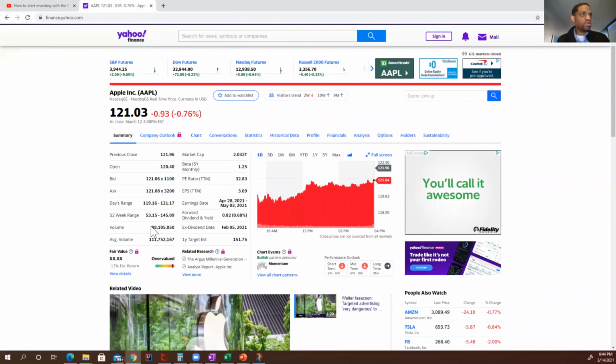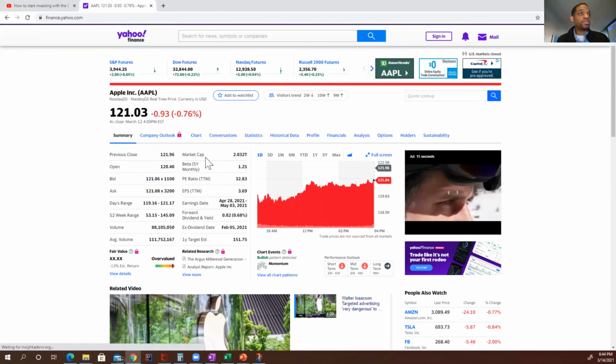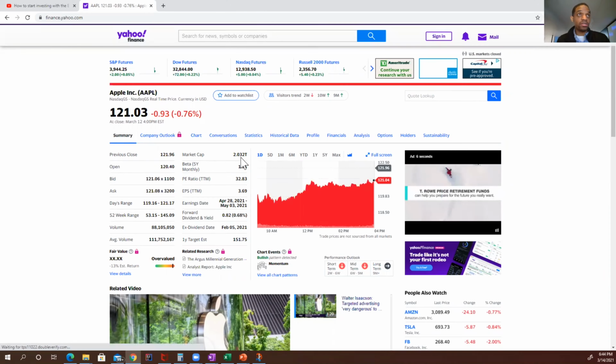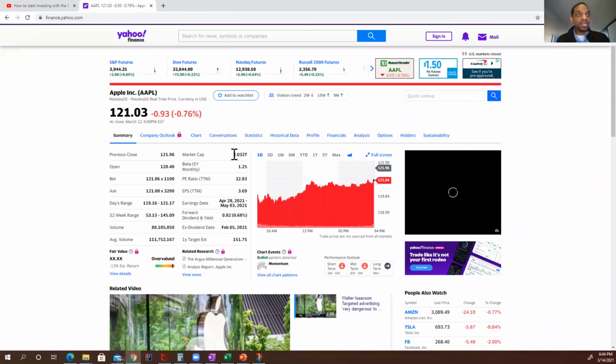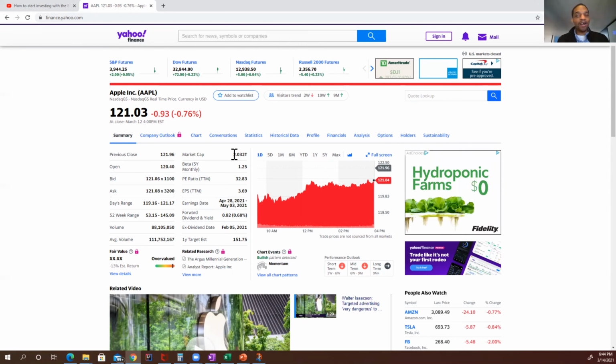Let's see a little bit more. You've got the volume of shares. Now this market cap is an interesting number too. So Apple right now at $121 is valued at $2.03 trillion. That's an incredible number these days. I mean, that's literally the total worth of some countries, right? So that's an incredible number right there.